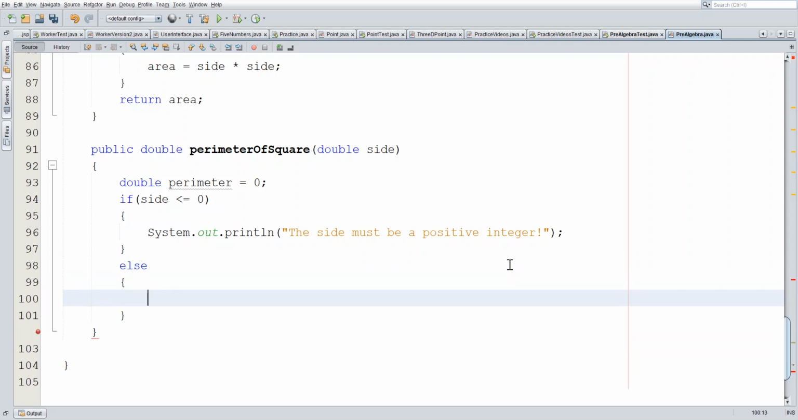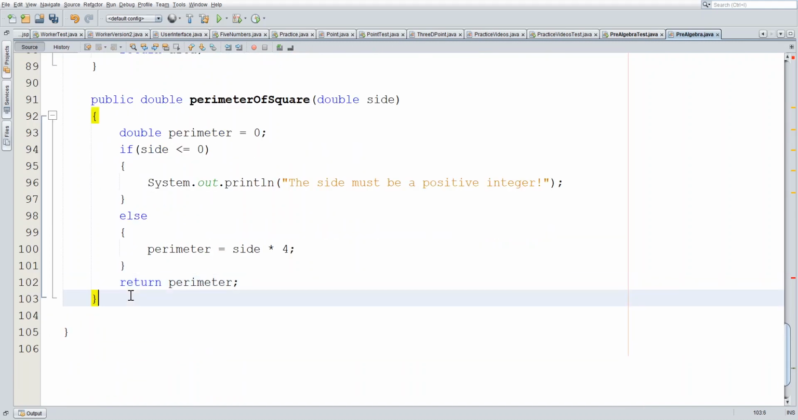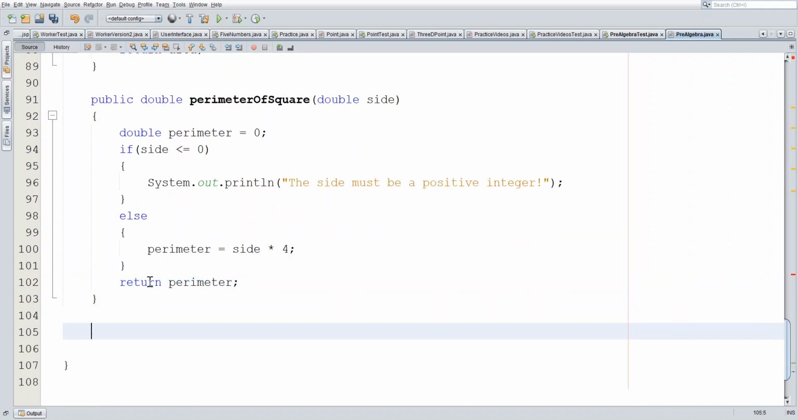Else, let's go ahead and say perimeter. Now what we could do is say side plus side plus side plus side, right? Add all 4 sides, or we could just do side times 4, which I think is a little bit simpler, right? A little less complex. Now we told our method this is of a type double, so we must return the double, which is going to be the perimeter in this case. So that's how we could do the perimeter of a square. So now the last ones I want to do is a triangle for this video.